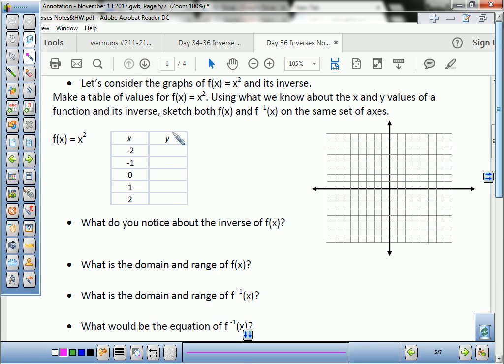All right, so you guys already know how to do this. We've been graphing quadratics since 9th grade. So negative 2 squared is 4, negative 1 squared is 1, 0 squared is 0, 1 squared is 1, and 2 squared is 4. So if we graph the parent graph for quadratic, it gives us this plain old normal parabola.